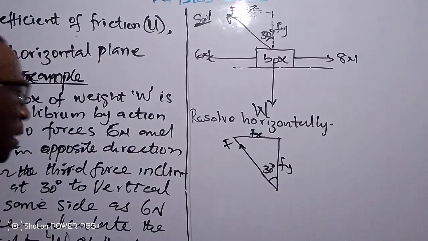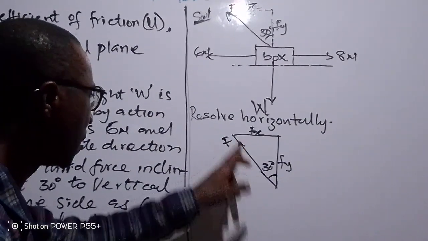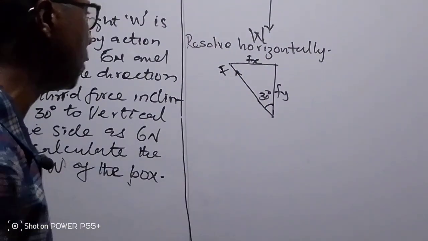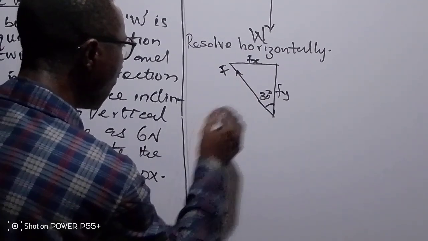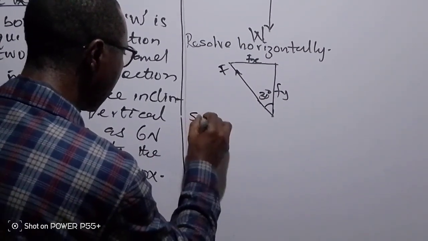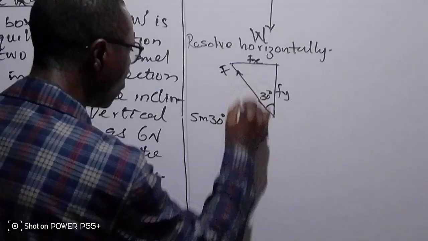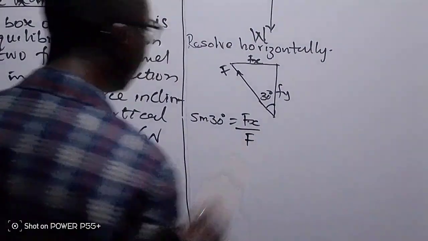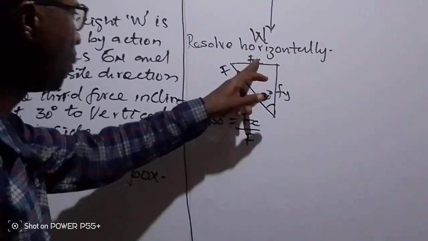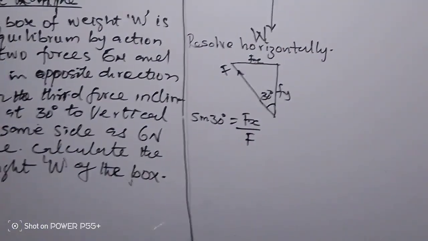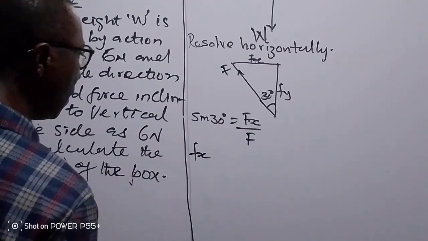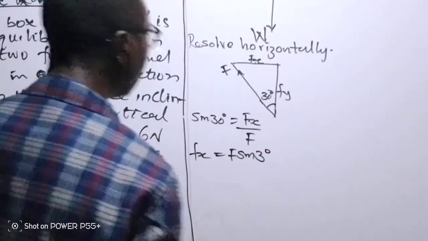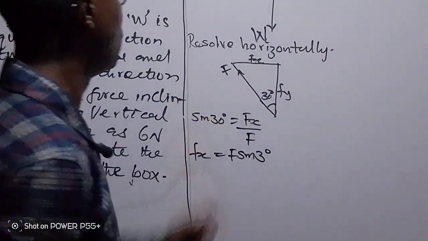This is the angle made with the vertical. Now from this, if you take this line, this F and this angle, this is opposite and hypotenuse. So for horizontal, we are going to have sine 30 degrees equal to Fx over F. That is opposite over hypotenuse. So then our Fx, which is the horizontal force, is equal to F sine 30. That is when we resolve this horizontally.